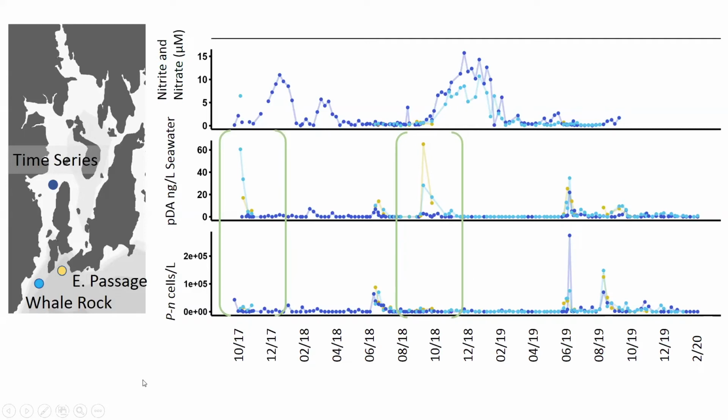And this has not only been observed by our group. There does seem to be a decoupling where you can have low amounts of cells and high amounts of domoic acid toxin. We're not exactly sure why that is. It could be that these fewer number of cells are producing much more domoic acid because of some type of environmental reason, but this is something that we're very interested in finding out.